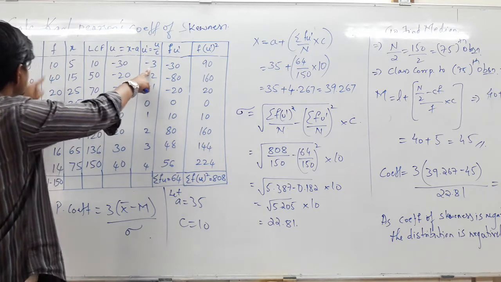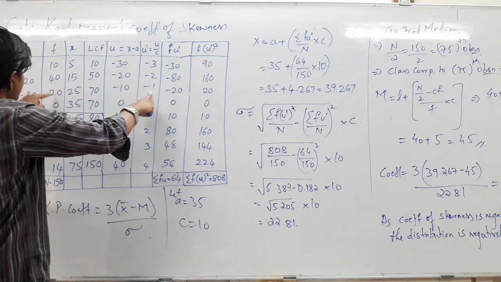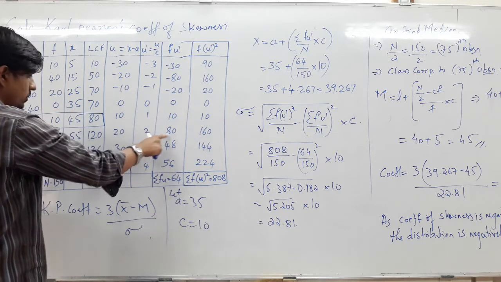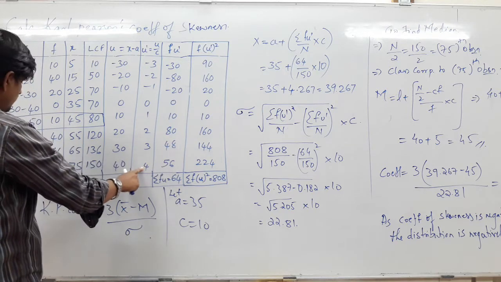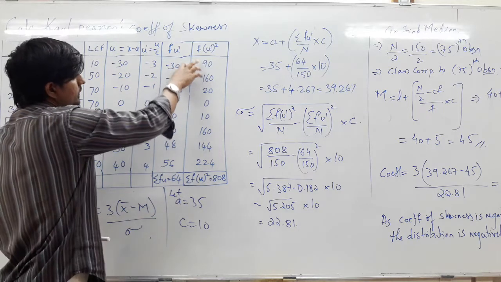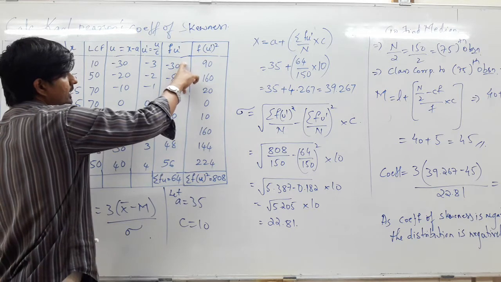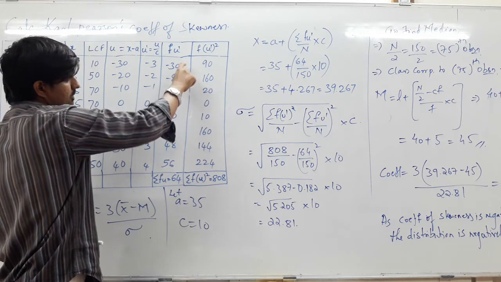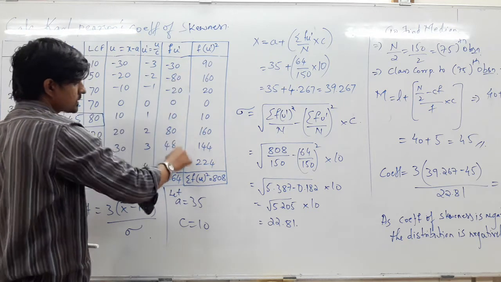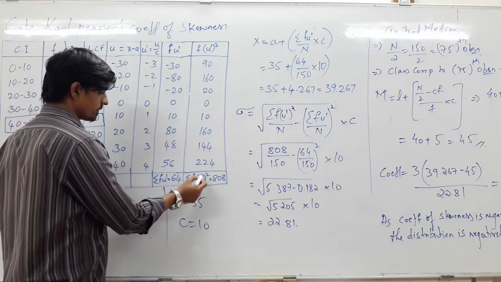So u dash is here, f is here. 10 into minus 3 is minus 30, 40 into minus 2 is minus 80, 20 into minus 1 is minus 20, 0 into 0 is 0, 1 into 10 is 10, 2 into 40 is 80, 3 into 16 is 48, 4 into 14 is 56. Now to add this, first add these 3, then these 4. Here we get minus 130, and with the plus answers, minus and plus, finally you get 64. So this is f u dash, and next f u dash whole square.